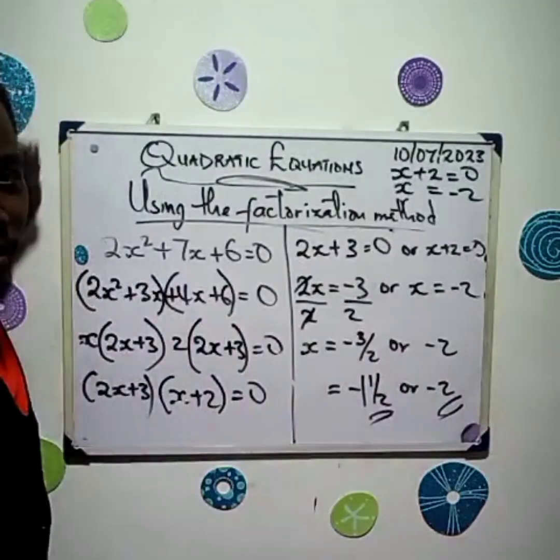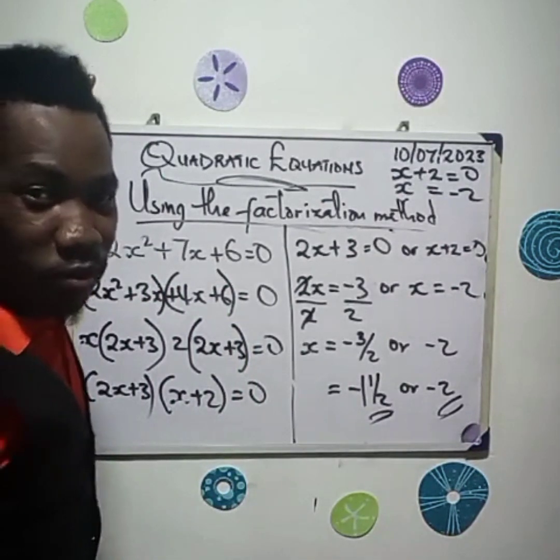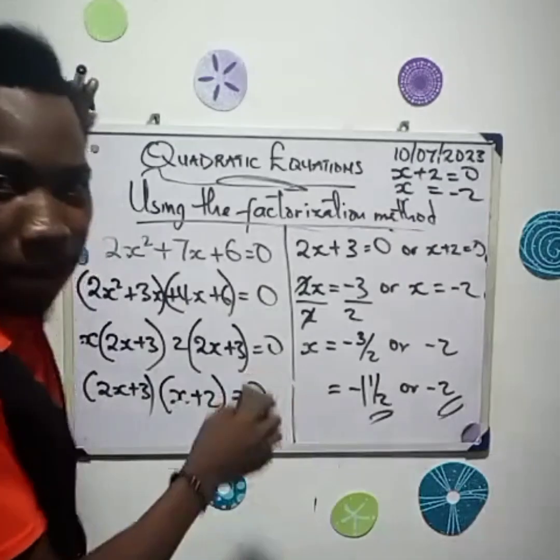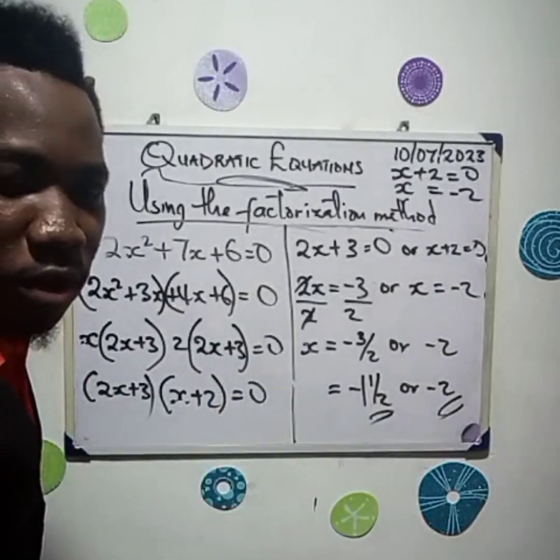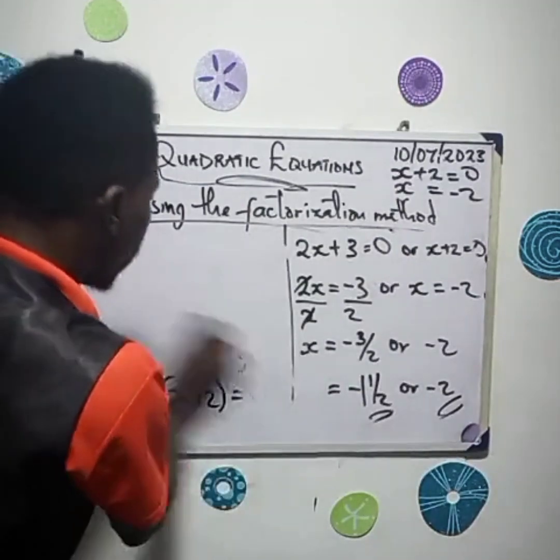We're not using the completing the square method today. We're using just the factorization method. Then in the next class we can move on to that. Do we understand? Don't worry, maybe you will understand with the next example. Number 3.